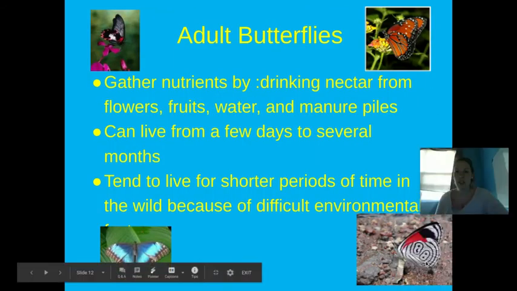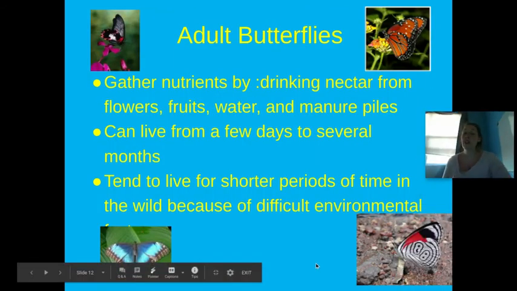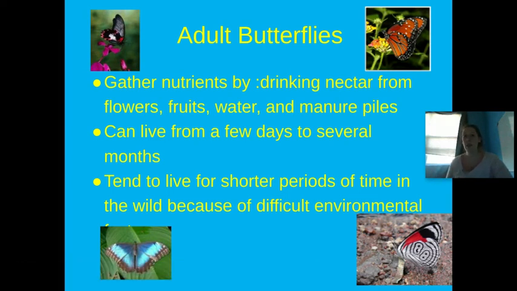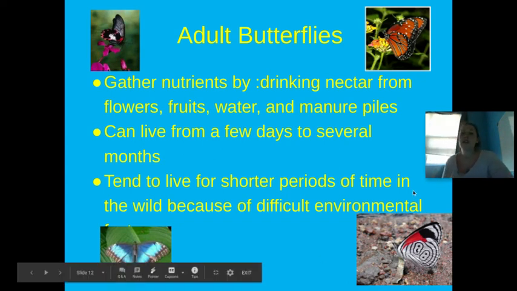Okay. So the adult butterflies gather nutrients by drinking nectar from flowers, fruits, water, and manure piles. I know, gross. But they gotta eat. They can live for a few days to several months. They tend to survive shorter periods of time in the wild because of the difficult environment. So think of Wisconsin, where we can have spring, summer, winter, and fall all in one day. The butterflies typically can't handle that climate change that quickly.